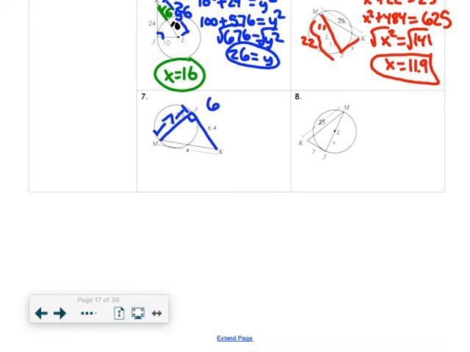So we're going to do 6.4 squared plus 7 squared equals our x squared. If you do 7 squared and 6.4 squared together, you get 89.96, and we're going to take the square root of that, and we get 9.5.